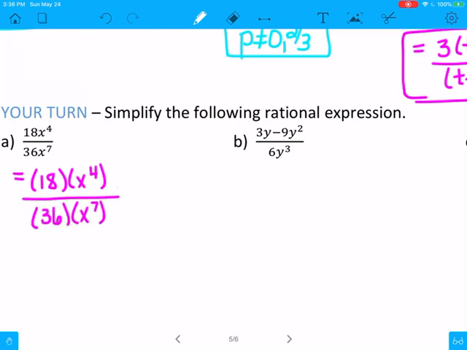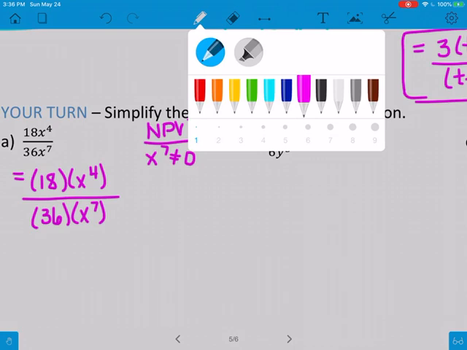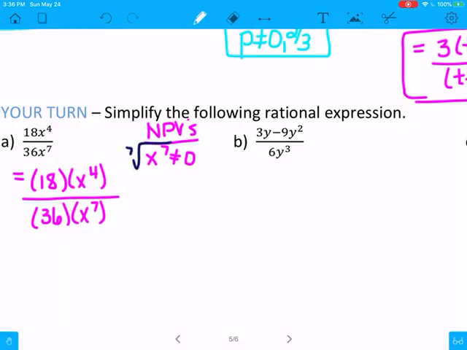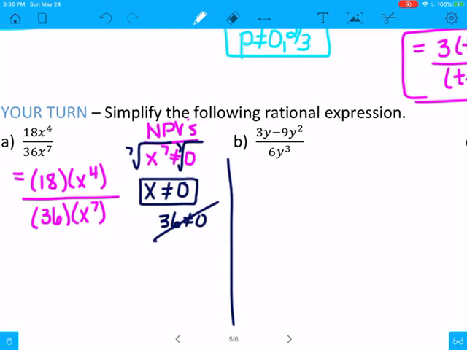But I still have to state my non-permissible values. So my NPVs are going to be x to the 7 cannot equal 0. How do we get rid of x to the 7? We take the 7th root, which just makes it still 0, just so you know. So x cannot equal 0. If you don't know, you could type in your calculator 7th root, 2nd root, 5th root, 8th root, 100th root of 0 is 0. So it's nice. And then we'd also have 36 cannot equal 0, but we know that that does not get us an NPV.